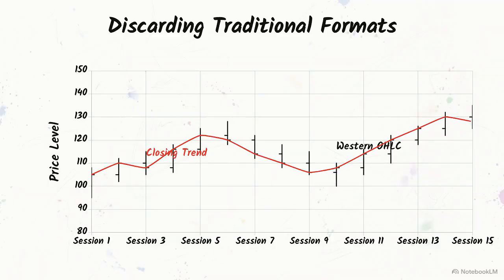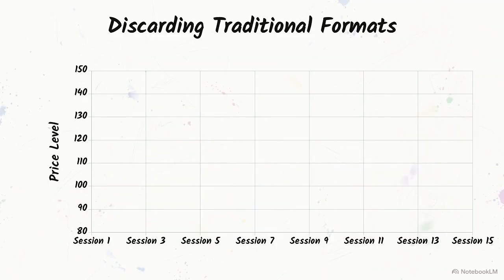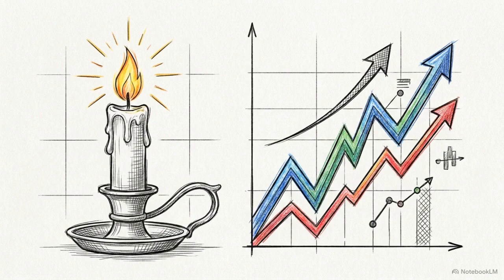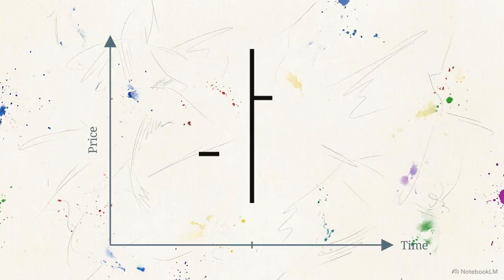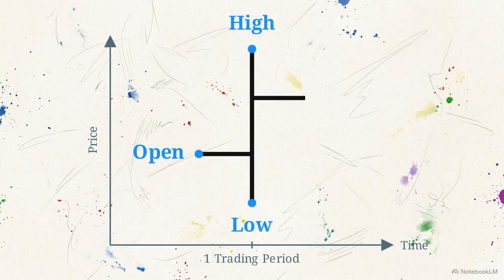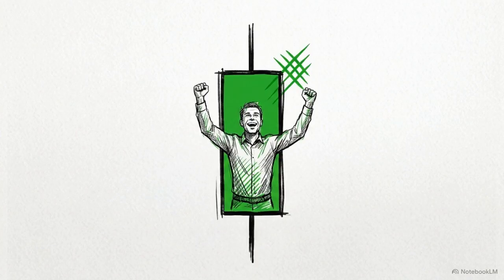Our objective today is to step away from traditional bar charts. Instead, we are going to build a highly actionable hybrid trading setup by combining Eastern candlestick reading with Western technical analysis. To follow along, you only need two things: access to standard charting software and a basic understanding of the 4 daily price points: the open, high, low, and close. Moving from simple lines to visual representations of market emotion is a crucial first step.